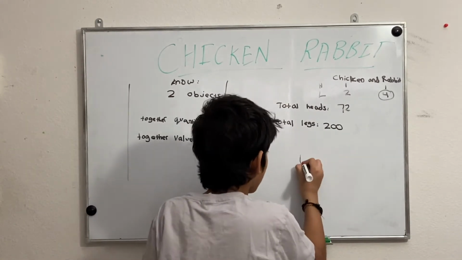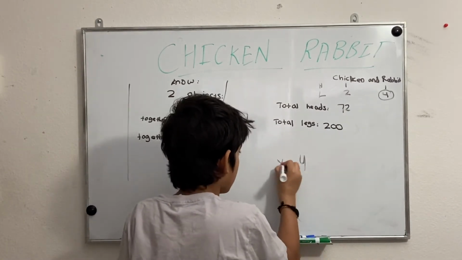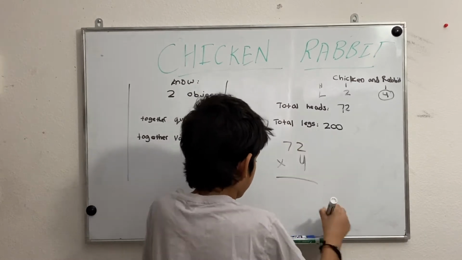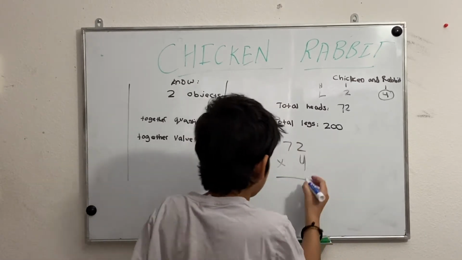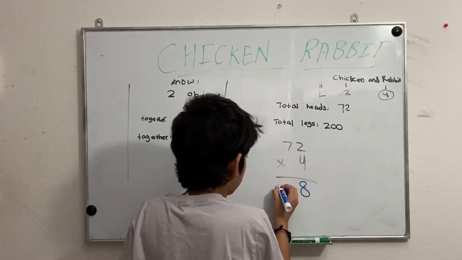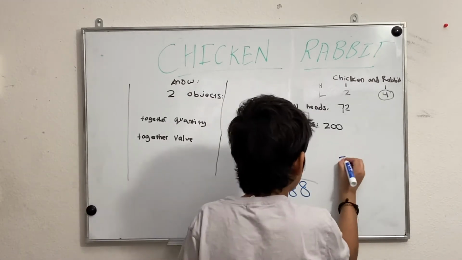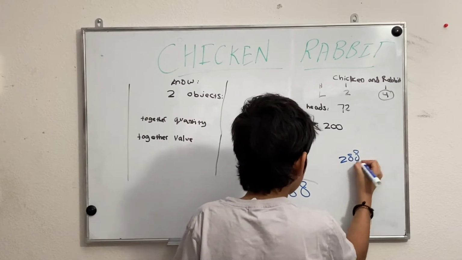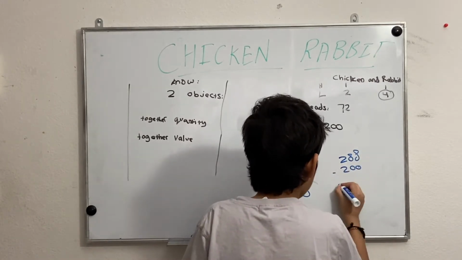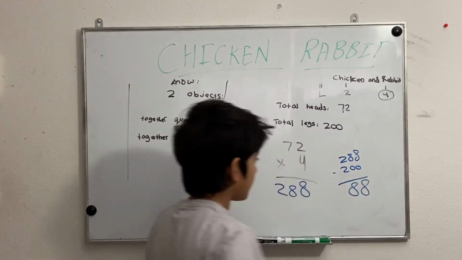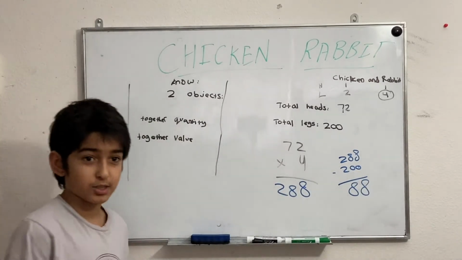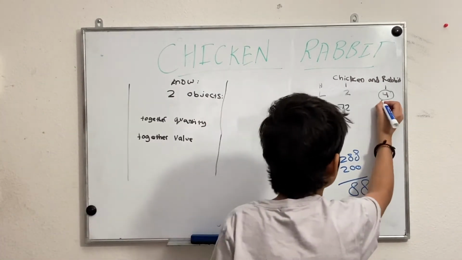Now we're going to multiply 4 and 72. Let me do this with another marker, which is 288. Now what we're going to do is 288 minus 200, and we get how many extra legs there are that we counted. There's 88 extra legs.